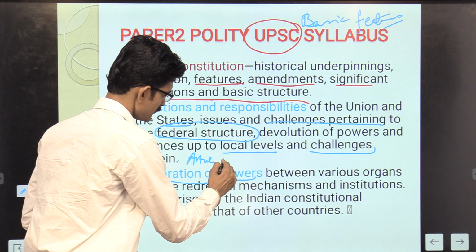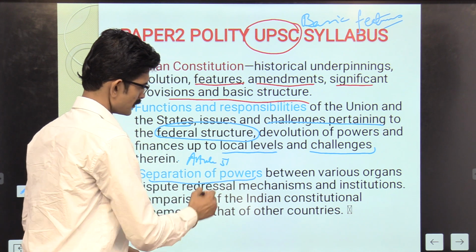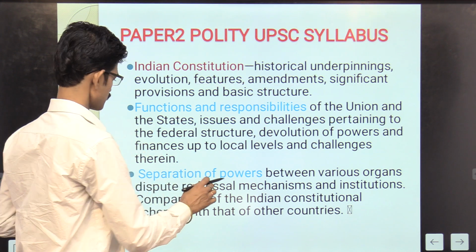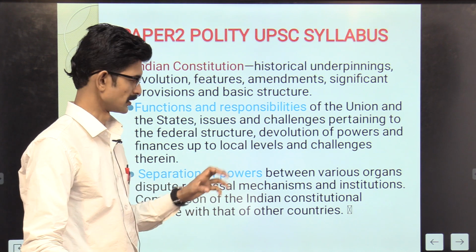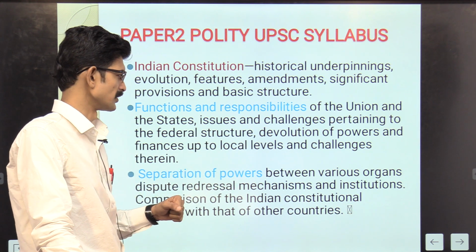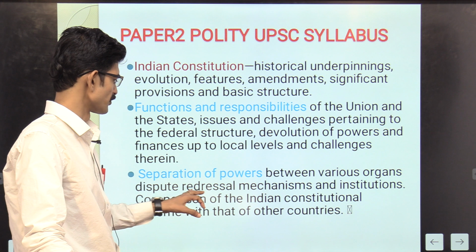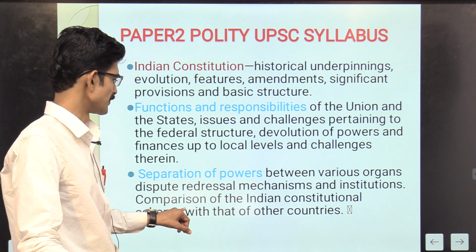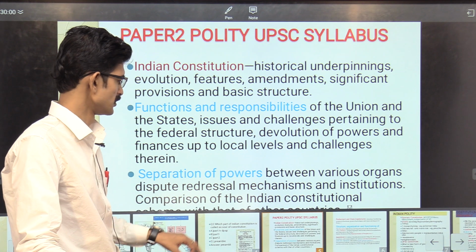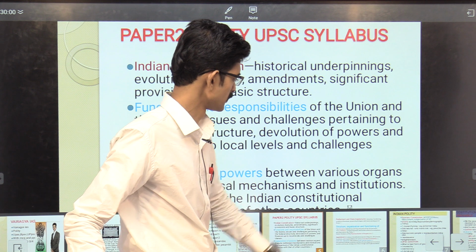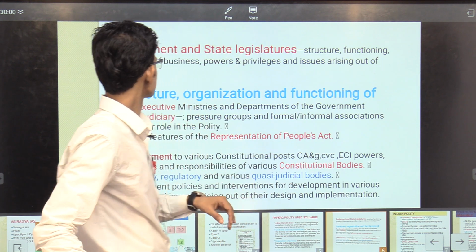Then there is separation of power, which is guaranteed under Article 50. So there is a separation between the legislature, executive and judiciary. So various organs, dispute redressal mechanisms are there, and there are institutions, and a comparison of the Indian Constitution with such parts of other constitutions. So these are the parts.